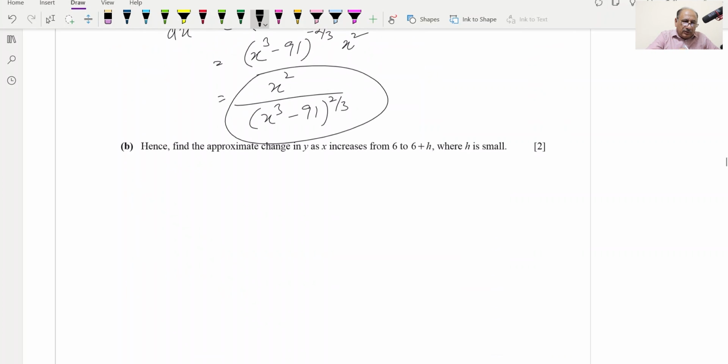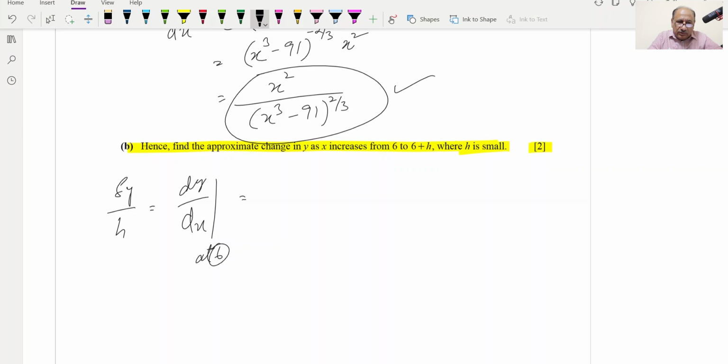Now the B part, hence find the approximate change in y as x increases from 6 to 6 plus h, where h is a small change. This is a 2 marks part. So we can find the small change in y with respect to h, which will be what? Which will be dy over dx at 6. So at 6, this will be equal to what?